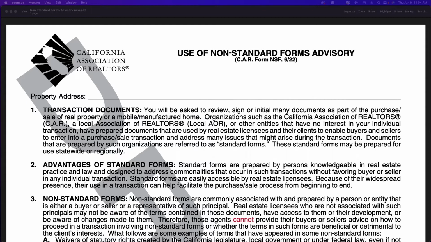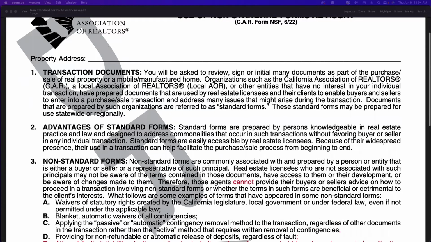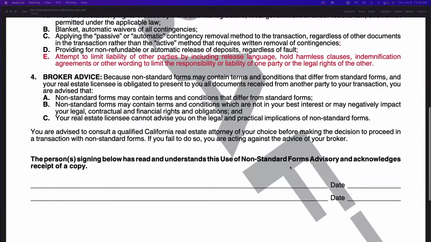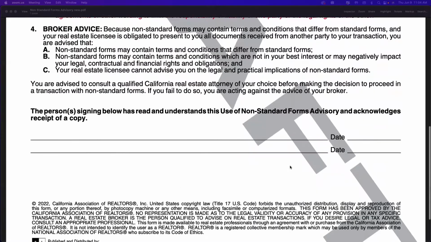It's not a CAR form. And sometimes we're required to sign these, especially if we're the buyer's agent, right? And we're getting them from the listing side, and the listing agent is kind of forcefully requesting us to sign these things. We have to. But what this Use of Non-Standard Forms Advisory basically says, as you see, there's nothing to fill out. It's just a signature by the client, right, that they've received it.